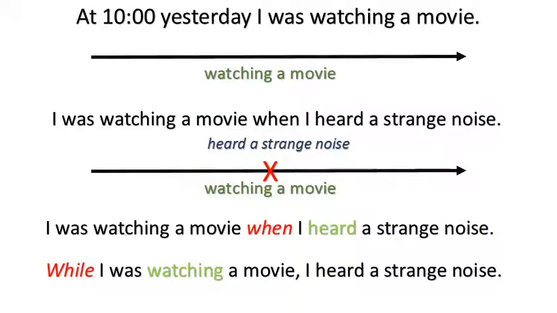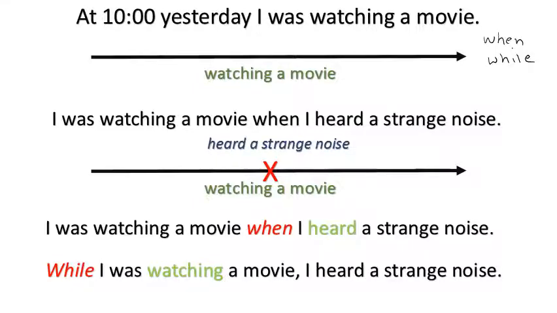So the question now is, can I use the simple past and the past progressive in the same sentence? And how does it affect my sentence? Well, the answer is yes, you may use it when you're using words like when and while with your tenses. So let's look at the sentence here. At 10 o'clock yesterday, I was watching a movie. If I look at the line, I can see that this is something that was continuously happening. Yesterday, I was watching a movie.